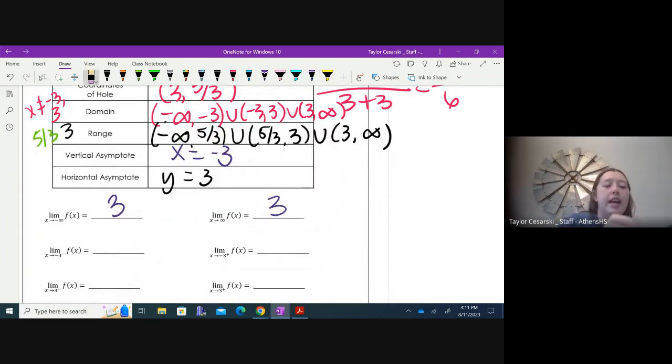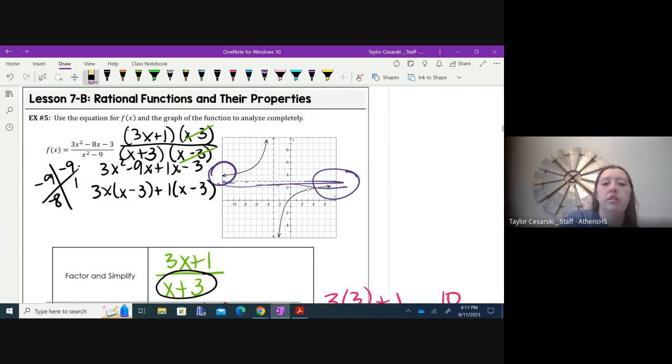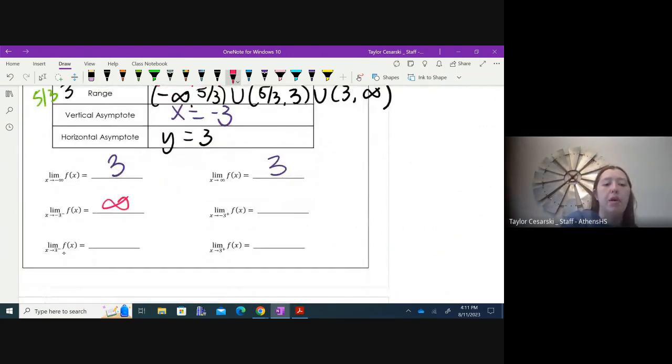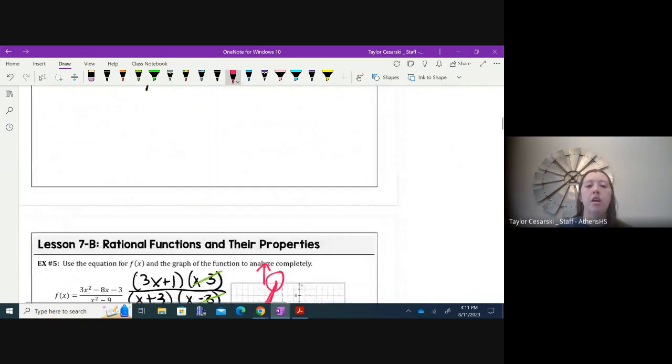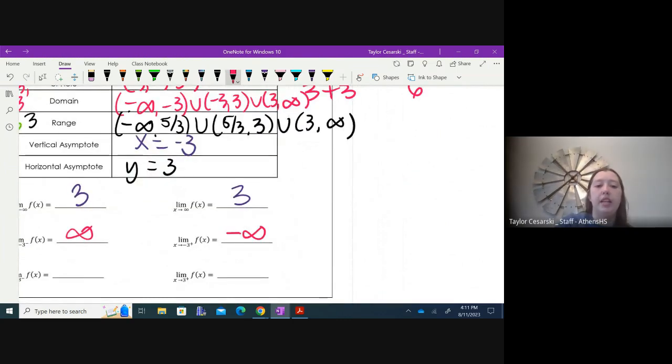All right, then it asks the limit as x approaches -3 from the left side. Okay, so let's look at this graph. -3 we know is the vertical asymptote, and I'm coming at it from the left side. I see that that's going up, so that's going to be +infinity. Now, looking again from the right side, I see that it's going down, so that's going to be -infinity.